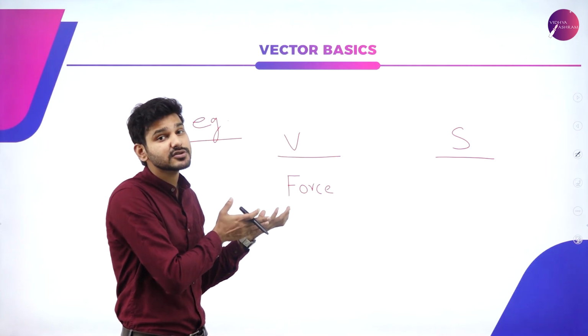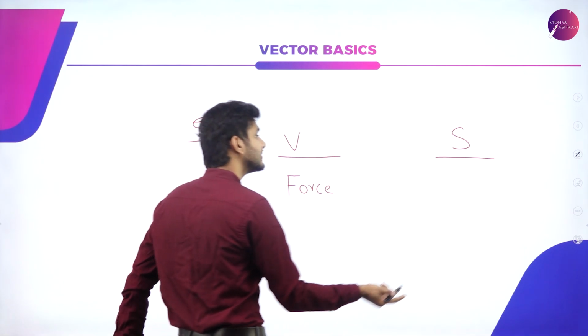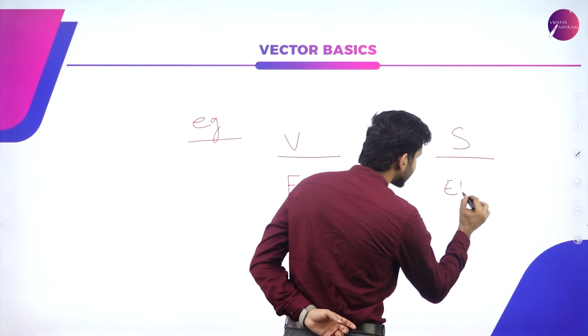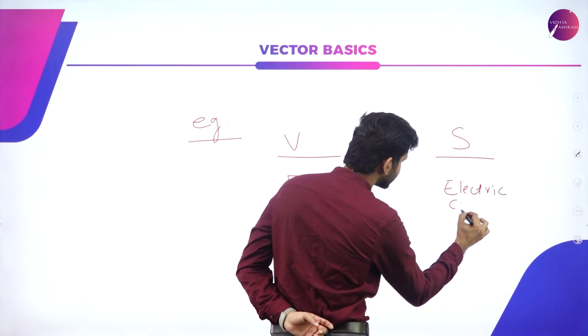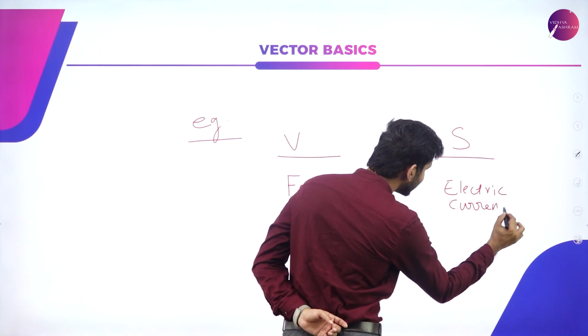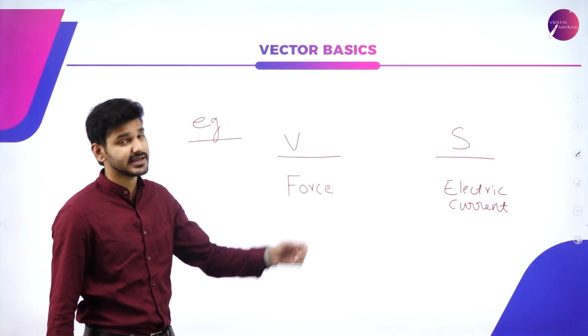Hence it is a vector quantity, and it also follows the law of vector addition. And a scalar quantity is electric current. Even though it has a direction and a magnitude value, since it does not obey the law of vector addition, it is a scalar quantity.